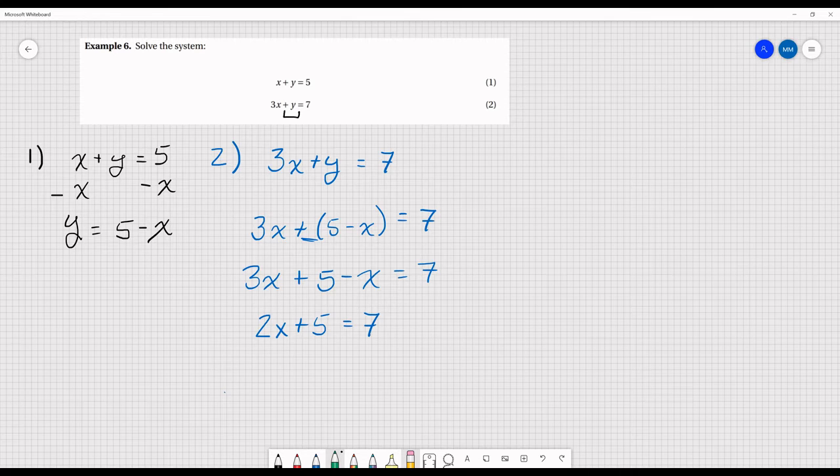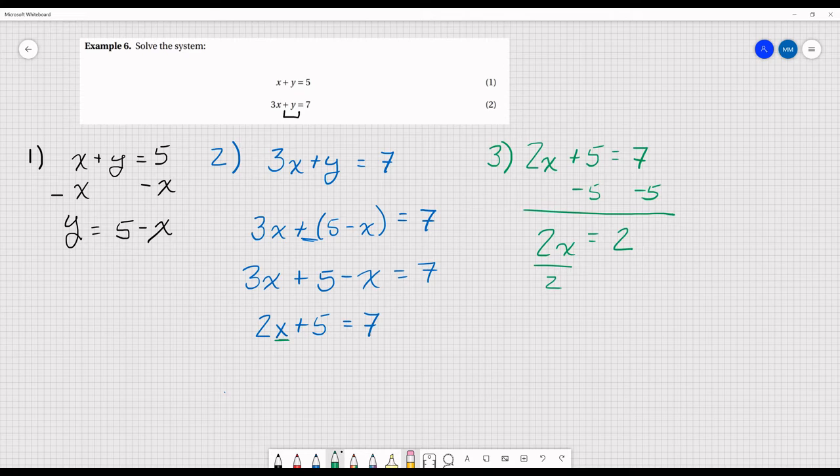Step 3 says, okay, solve that equation. We now have an equation with a single variable. We know how to solve that. We take this and solve for x. I'll subtract 5 from both sides. That's 2x equals 7 minus 5, 2. Finally, divide by 2, and I find that x is 1.